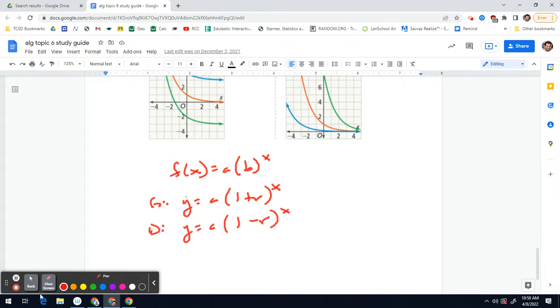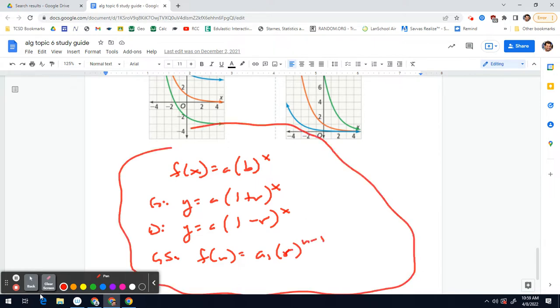And then you have your geometric sequence: f of n equals a sub 1 times r to the n minus 1. So these formulas you need to try to remember. So again, we're just adding to our list of formulas to remember for the state test.